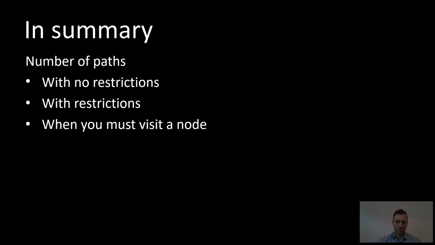In summary, in this video, we've looked at what the number of paths is, finding the number of paths with no restrictions, finding the number of paths with a restriction, and then finding the number of paths when we must visit a node.